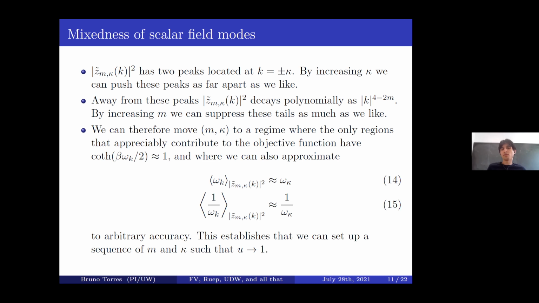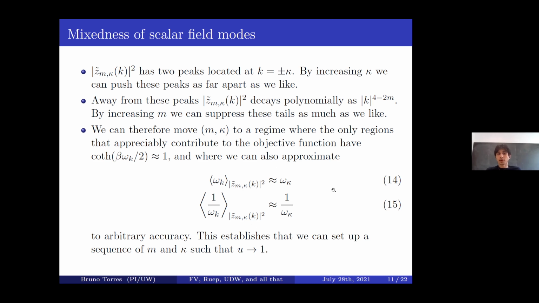And that basically means that if we move m and kappa to a sufficiently high regime, if we set m and kappa to be sufficiently high, we can make a mode such that the only regions that contribute to the objective function that we wrote before have the hyperbolic cotangent basically equal to 1, and we can approximate the expectation values of these omega k and inverse of omega k by their values at the center. Basically, their values evaluated at k equals kappa.